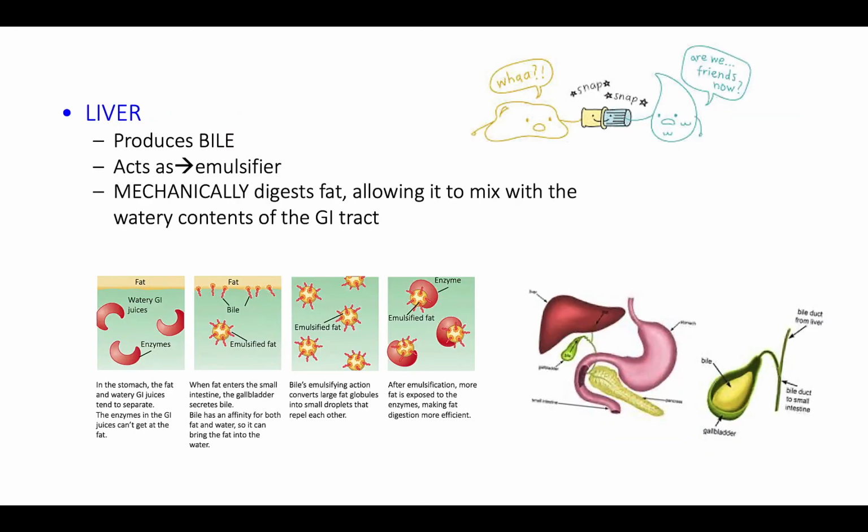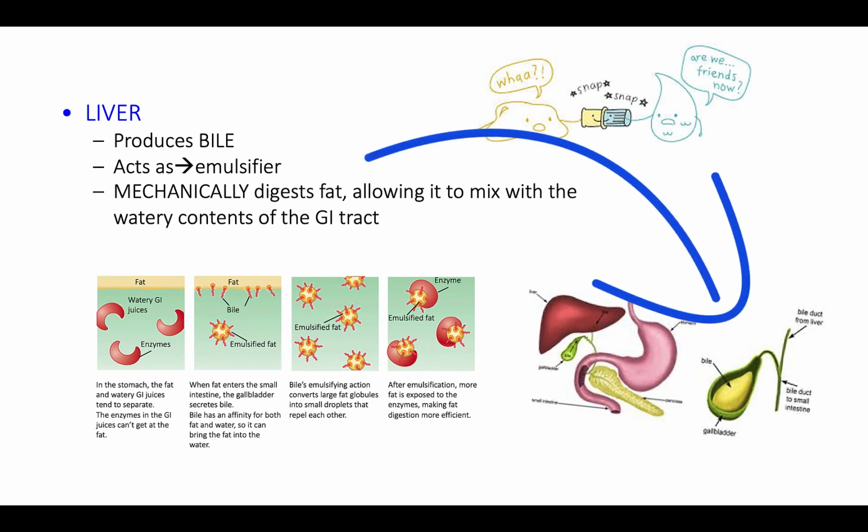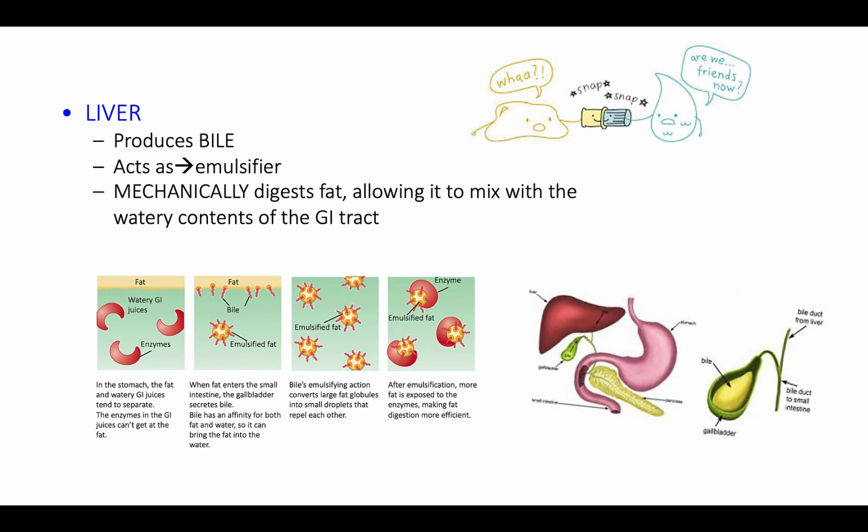We have secretions from the liver. The liver produces bile, but that bile is stored in the gallbladder and released when fat moves from the stomach into the small intestine. Bile acts as an emulsifier that mechanically digests fat, allowing it to mix with the watery contents of the gastrointestinal tract.